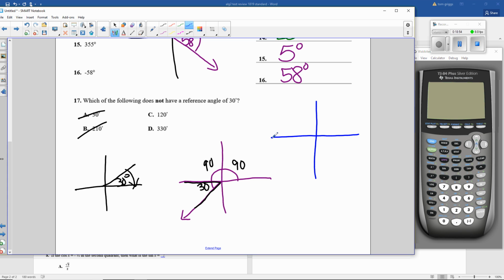120. 90, that piece is 30. The 30 here is not the reference angle because neither one of those sides is the x-axis. The reference angle in this case is this piece, which is 60 degrees. So which one of these does not have a reference angle of 30? It's 120.